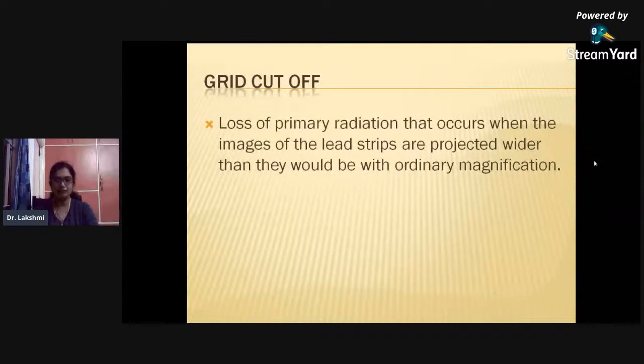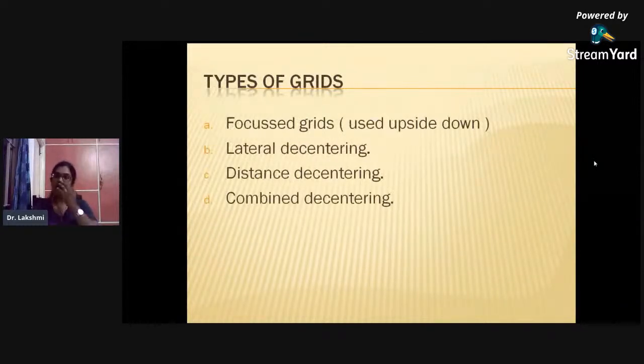Grid cutoff. So what is grid cutoff? Loss of primary radiation that occurs when the images of the lead strips are projected wider than they would be with ordinary magnification. So what are the four types of grids? You just need to know and look at the diagram and understand this.